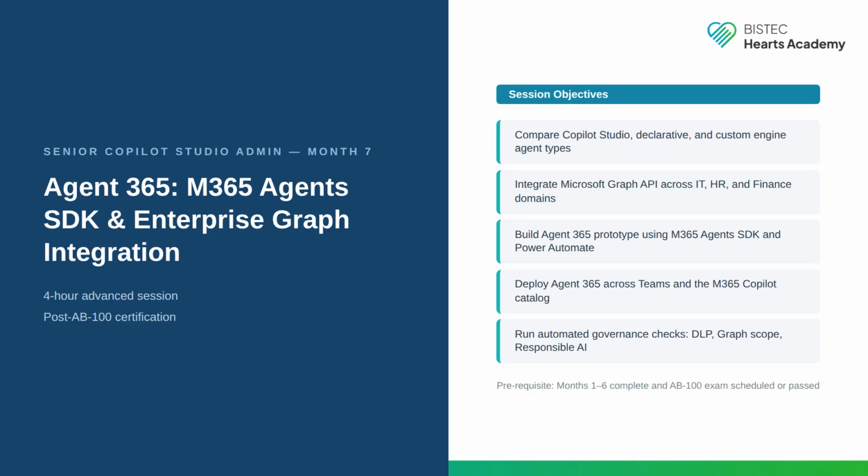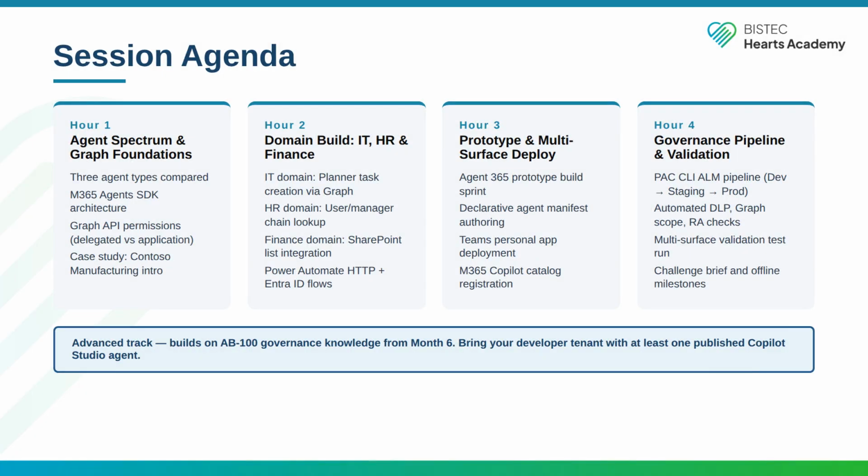Prerequisites are months 1 through 6 complete, and your developer tenant ready with at least 1 published Copilot Studio agent. 4 hours, 4 focus blocks. Hour 1 covers the Agent 365 product itself.